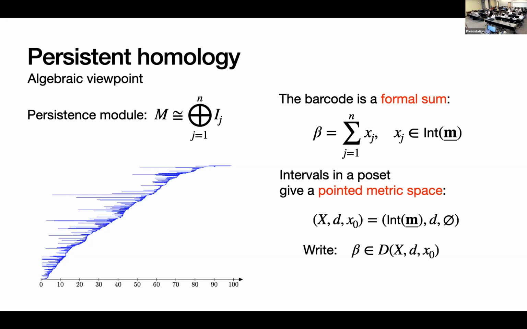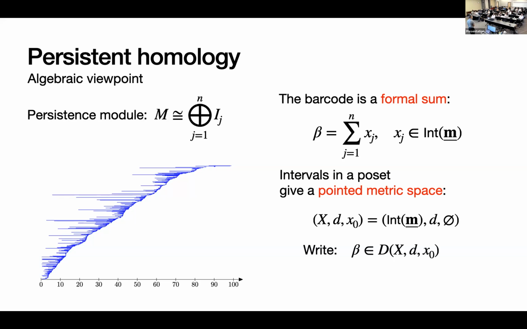More generally, we're going to talk about posets. And the nice thing about a poset is that the intervals in the poset have a natural metric structure. If we take two intervals, we can look at their symmetric difference. And in the finite setting, we can just count the number of elements in that symmetric difference, and that gives us a distance. In fact, it gives us a metric on the collection of intervals in a poset.